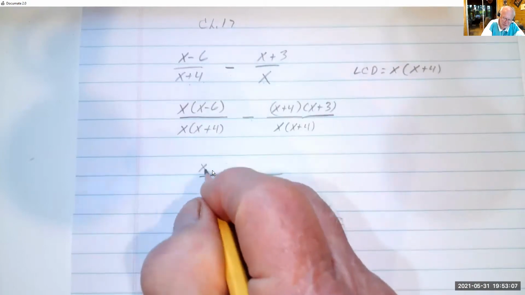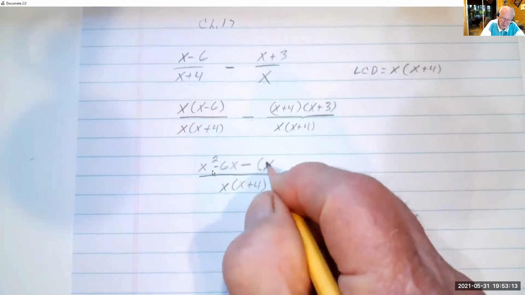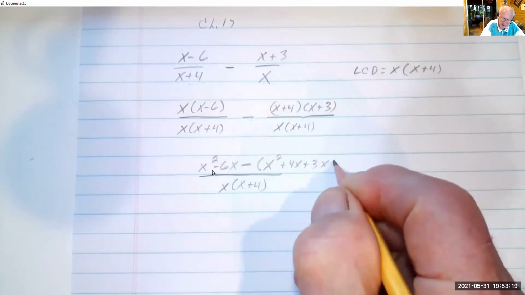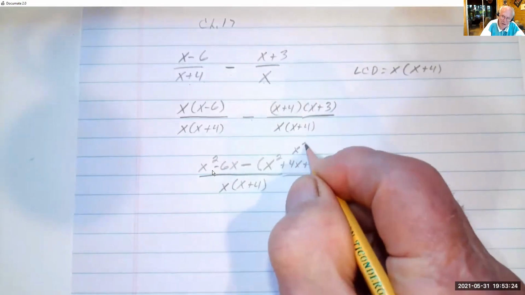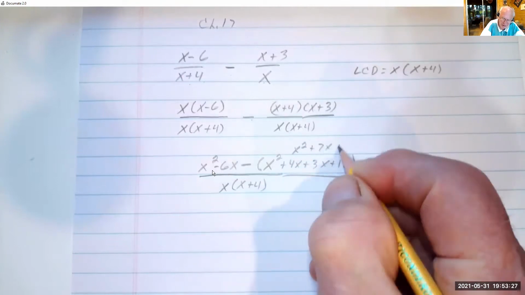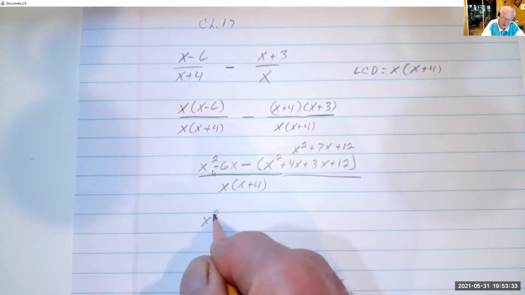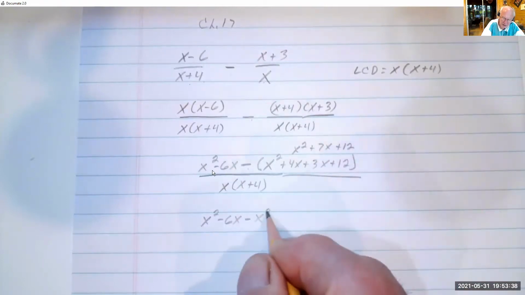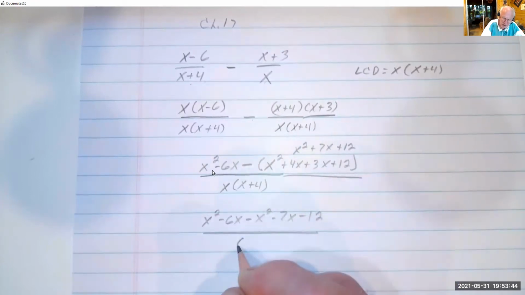So I'm going to have x squared minus 6x minus parentheses x squared plus 4x plus 3x plus 12, which does consolidate down to x squared plus 7x plus 12. But now we need to subtract. So it's going to be x squared minus 6x minus these three terms. So it's minus x squared minus 7x minus 12 all over x times x plus 4.